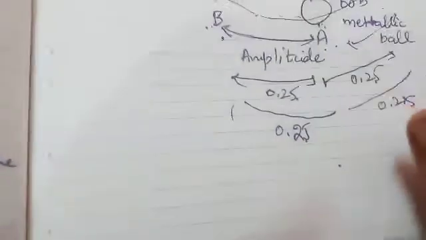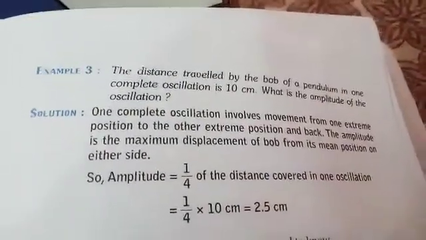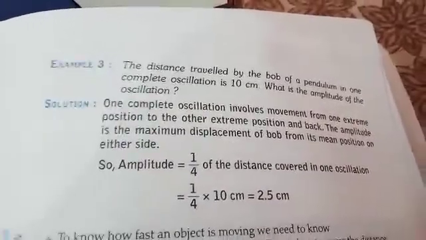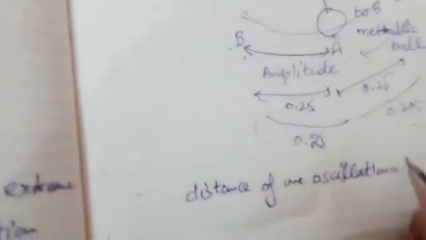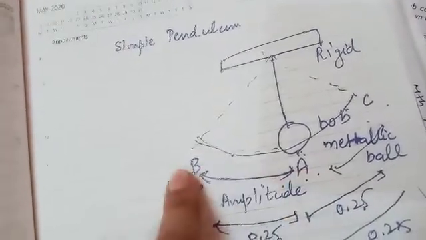The next numerical is also the same as that; it is the opposite of this one. Here it is written that the distance travelled by the bob of a pendulum to complete one oscillation is 10 centimeters. Now the total distance of one oscillation is equal to 10 centimeters. What will be the amplitude? What is the amplitude? Amplitude is only the distance between the mean position and the extreme position.